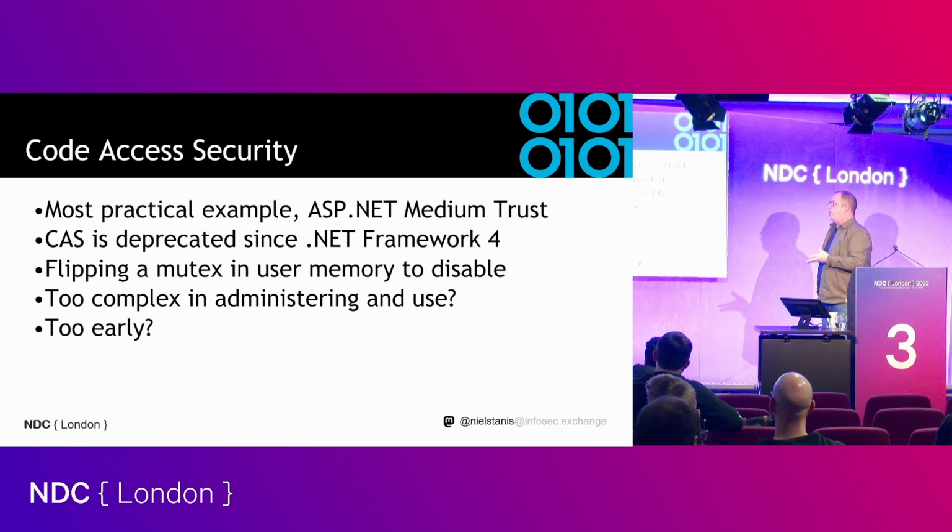But unfortunately, Code-Access Security got deprecated since .NET 4, which was also the obvious thing to do, because it was just a memory flag in user memory that you could flip during execution. You could just turn it off. There was no fuss to it, right? If you want to know which one, I've got some details on that.